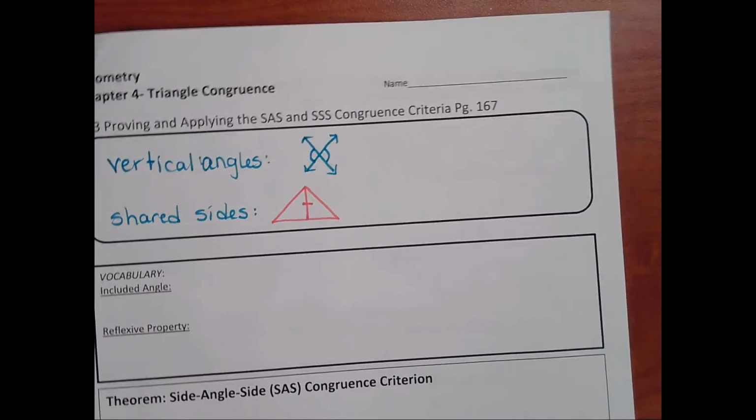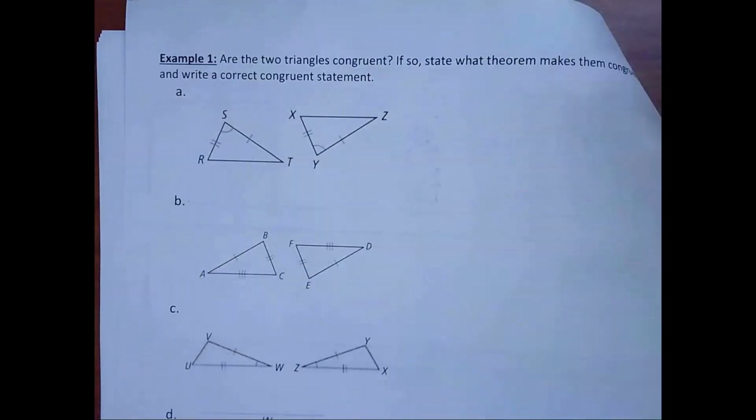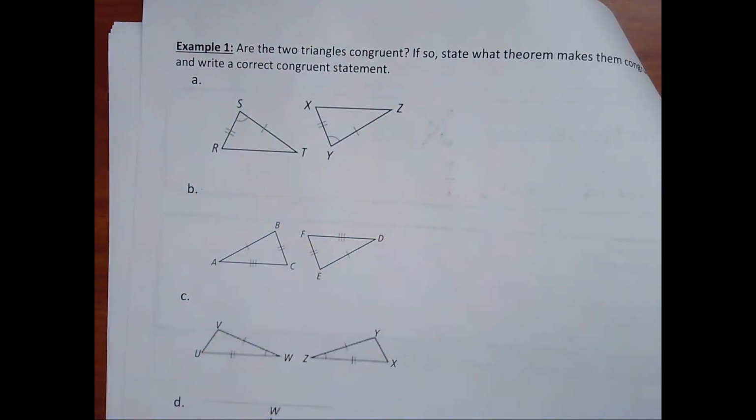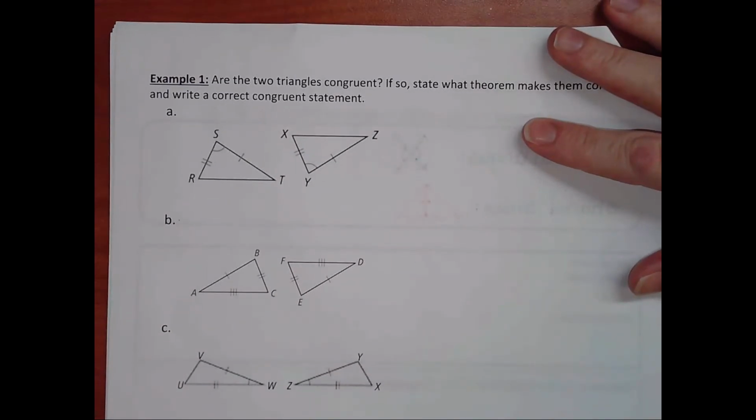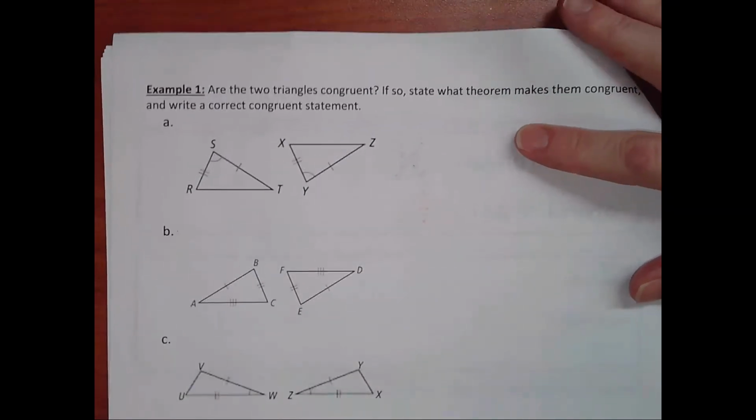So if you flip the page in your notes, we're going to take a look at this whole entire page. We're just going to go through and list out sides and angles that end up being congruent to each other. And I'm going to label them sides or angles with S's and A's and all that good stuff.